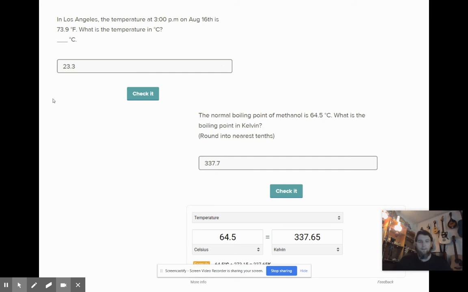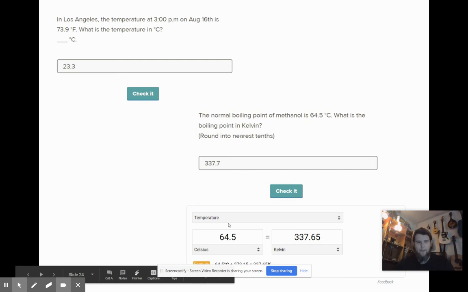So now they talk about another temperature scale, which is Kelvin. The boiling point of methanol is 64.5 degrees Celsius. What is the boiling point in Kelvin? Once again, you can Google how to do this, or look at how it's done on CK12. But essentially, we take the 64.5, and the Kelvin temperature scale just means we have to add 272.15 to it. So 64.5 plus that would give us 337.65.